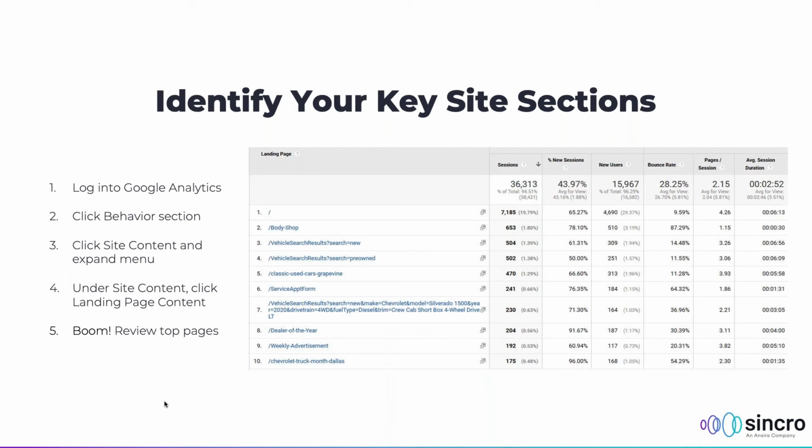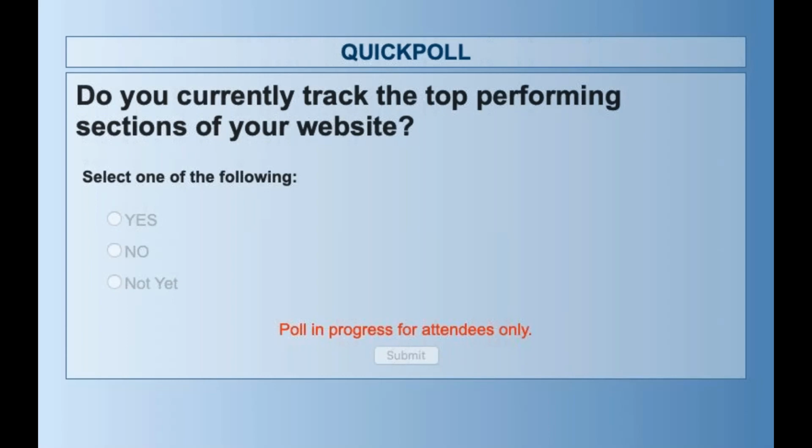I recommend Google Analytics. We have lots of people on the phone, most of which have Google Analytics installed. So you have to start by logging into Google Analytics. Once you're there, before you review this, I want to do a quick poll. I want to see how many of our dealers are currently doing this before we show them how. So tell us, are you currently tracking the top performing sections of your website? I'm going to leave it up here for a minute.